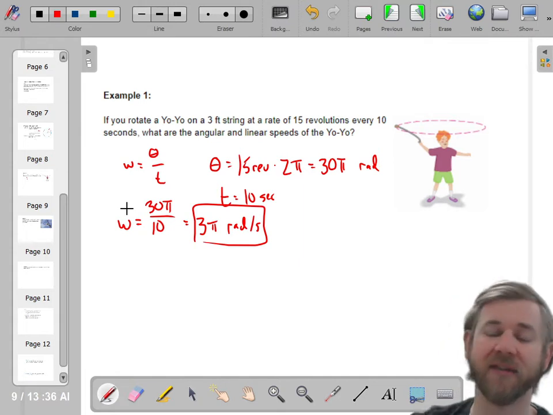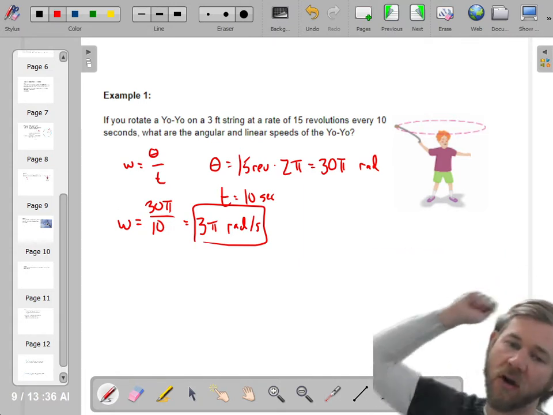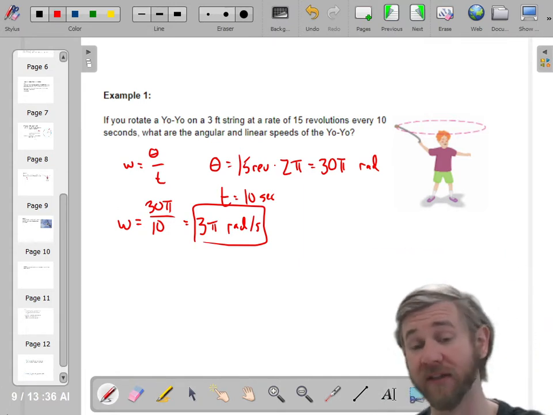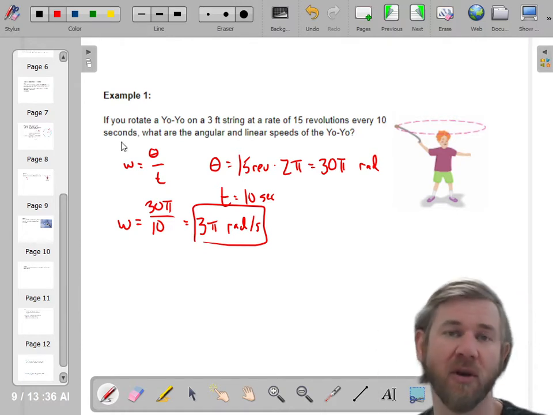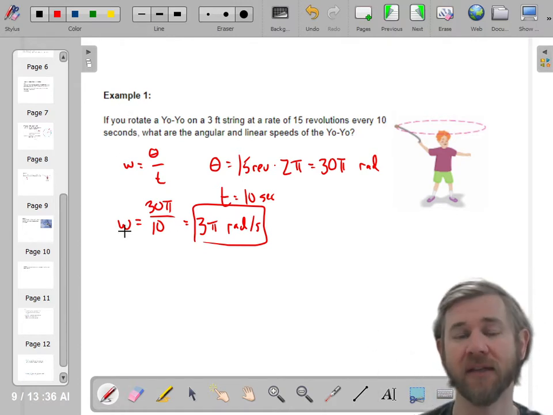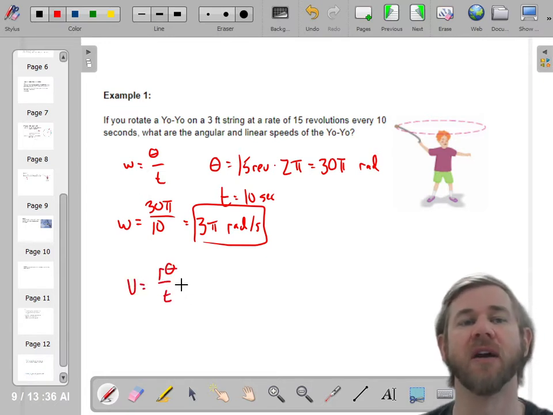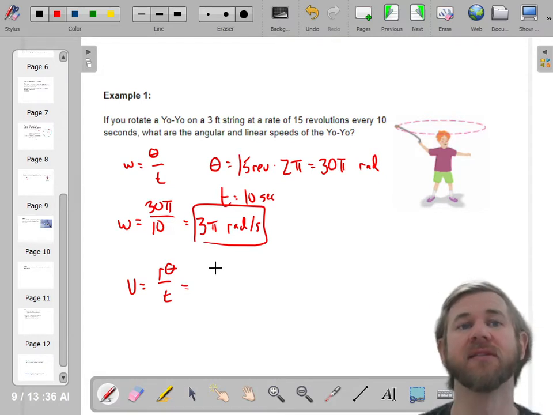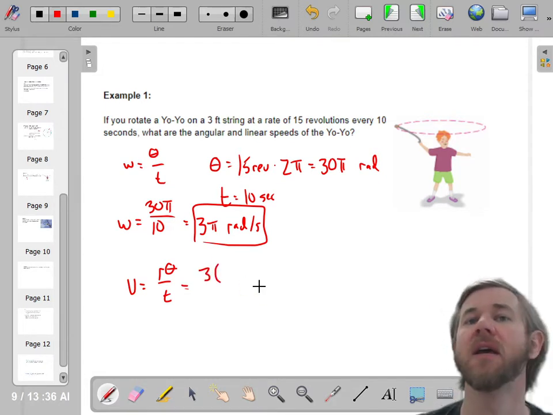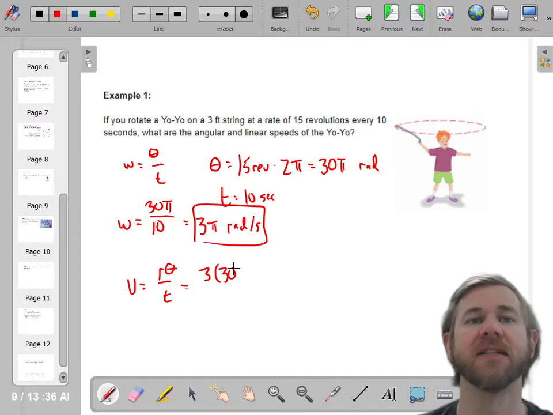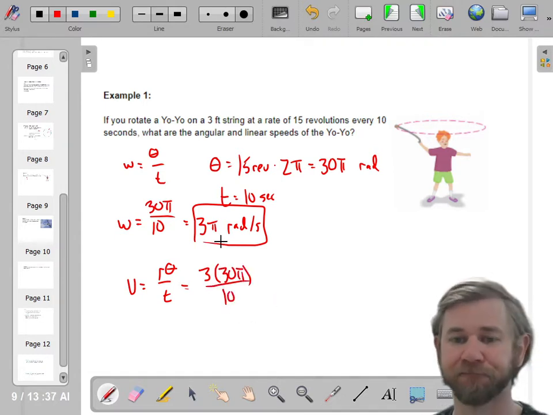That doesn't matter if he has a humongous long rope, which would be going around really fast, or a really tiny one, which would be harder to do. This is angular speed. For linear speed, we're going to do pretty much the same thing, but include the radius. So it's r theta over time. The radius here is 3 feet. It's still going around 15 times, so your angle is still 30 pi, and the time is still 10 seconds.